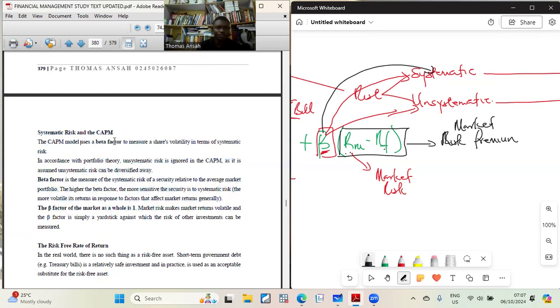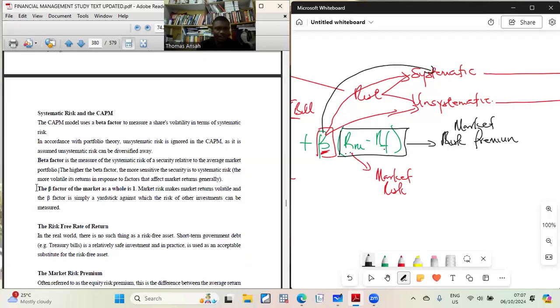So the CAPM formula uses the beta factor to measure the share of volatility. The risk aspect of it is the measure of the systematic risk. So the beta factor we have in the CAPM is the measure of the systematic risk of a security relative to the market. Now, the beta factor of the market as a whole is equal to 1. Market risk makes market return volatile, so the beta is the yardstick for that.